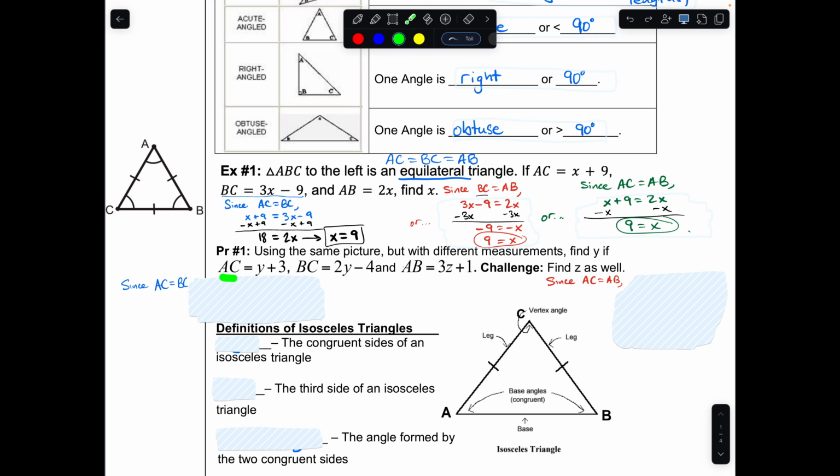Okay, hopefully you noticed that AC and BC are the only ones written in terms of y. So you got to use those ones to solve for y. Hopefully you found that y is 7. And then for the challenge, you can use the fact that y is 7 to tell me how long in units each side is. Plug in 7 for y. 7 plus 3 is 10, or 2 times 7 is 14, minus 4 is 10.